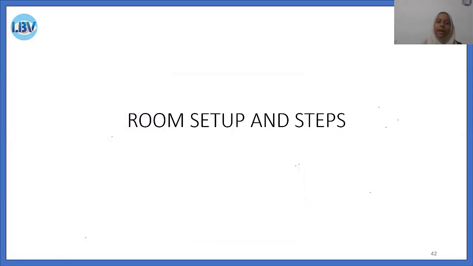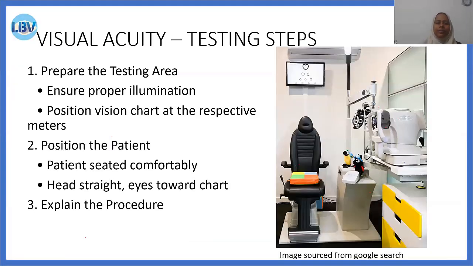Okay, so now room setup and steps. This is very simple. It's just a brief about everything. You have to prepare the testing room. When we talk about the preparation, we need to make sure about the proper illumination and the position of the vision chart. Make sure the distance between the patient and the chart is 3 meters. These things are very important and have to be taken care of.